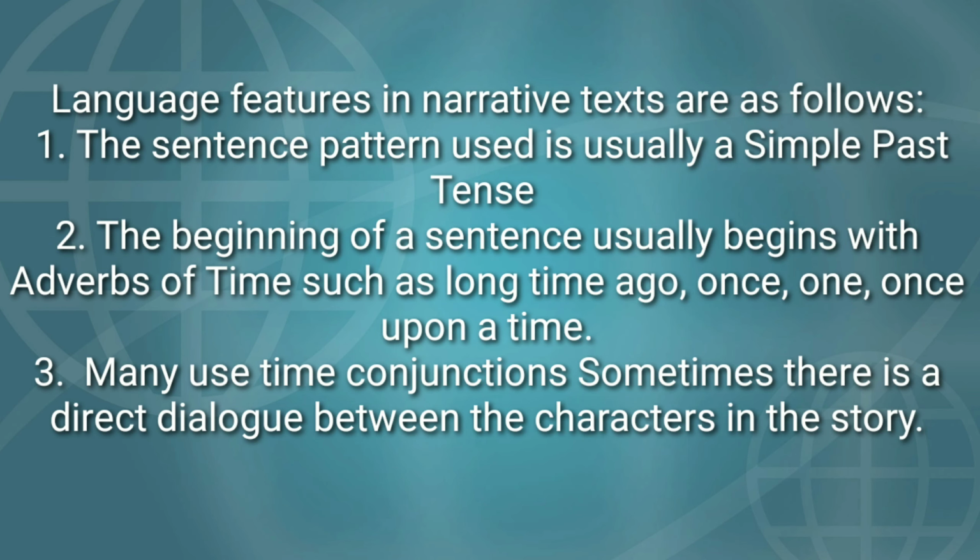Language features in narrative text are as follows. First, the sentence pattern used is usually the simple past tense. Second, the beginning of a sentence usually begins with adverbs of time such as long time ago, once, one day, once upon a time. And third, many time conjunctions are used. Sometimes there is direct dialogue between the characters in the story.